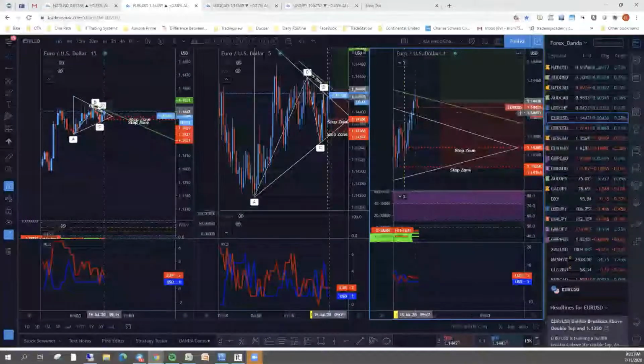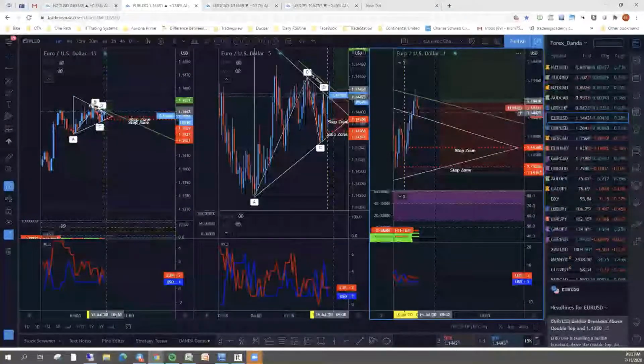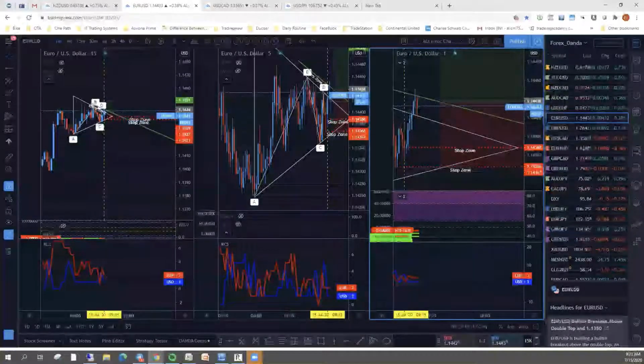See how it came in? It tagged it, and we're still looking for another blue candle. You don't want to enter on a red candle. Right. And you don't want to enter long if this thing's saying that the dollar is stronger.